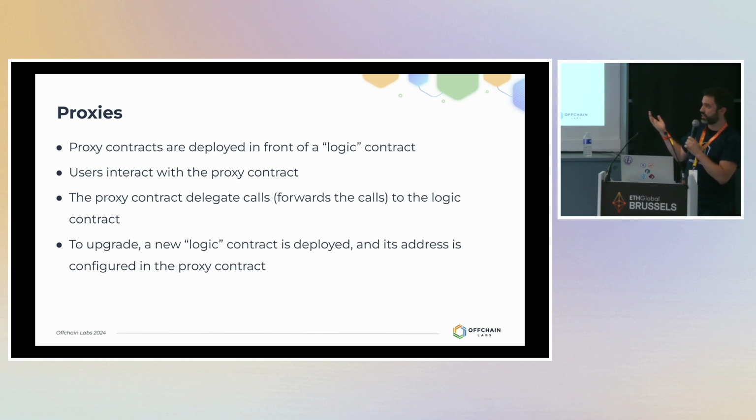So let's say that, for example, you want to deploy an ERC20 contract that is upgradable. You deploy the ERC20 contract, and in front of it, you deploy the proxy. Your users are going to call the proxy. They are only going to interact with the proxy. And that contract is going to delegate call the ERC20 contract. Then if you want to upgrade the logic, you just deploy a new ERC20 and point the proxy to that one. So whenever the users call the proxy contract, the call will be forwarded to the new logic contract.